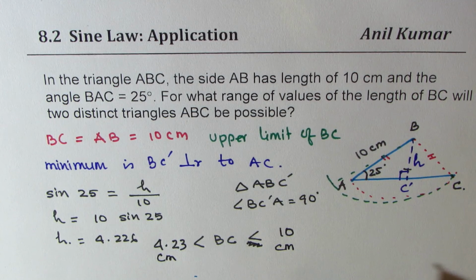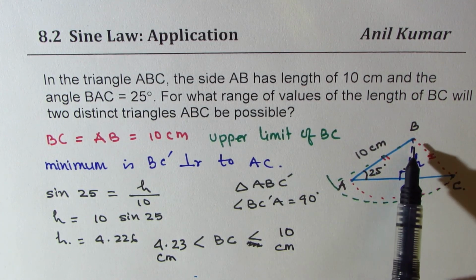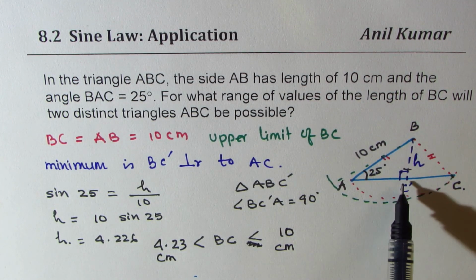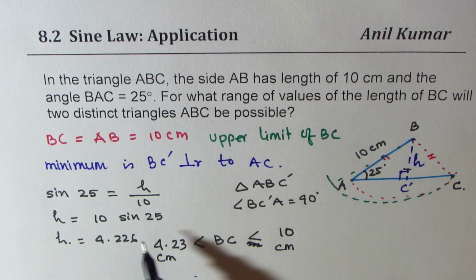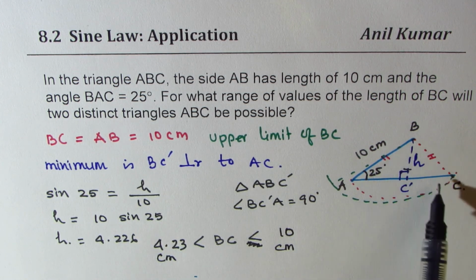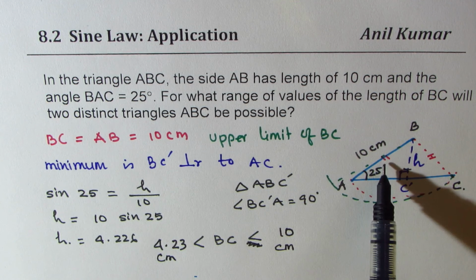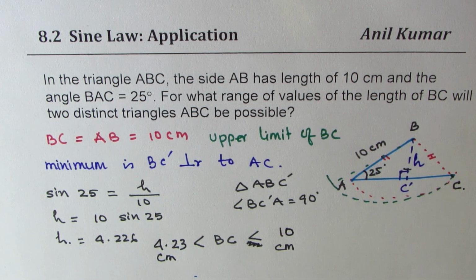So I hope you get an idea. The idea here is to find the shortest distance from B to C, which you can find with the sine ratio, and the maximum could be making this an isosceles triangle. So that gives you a quick result for such a situation, and it helps especially in multiple choice questions.